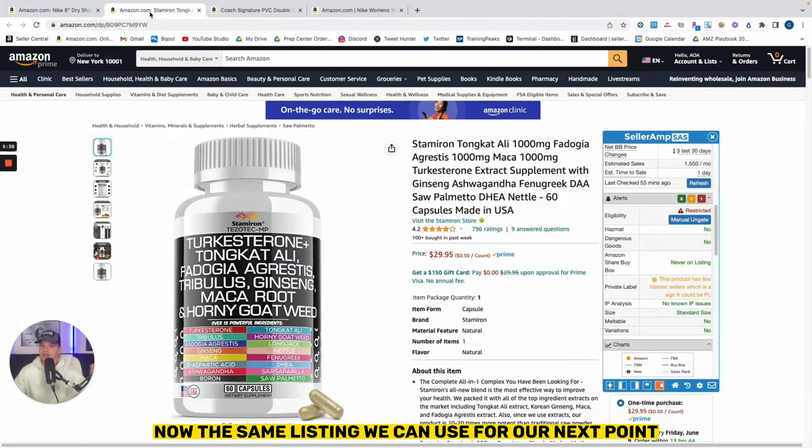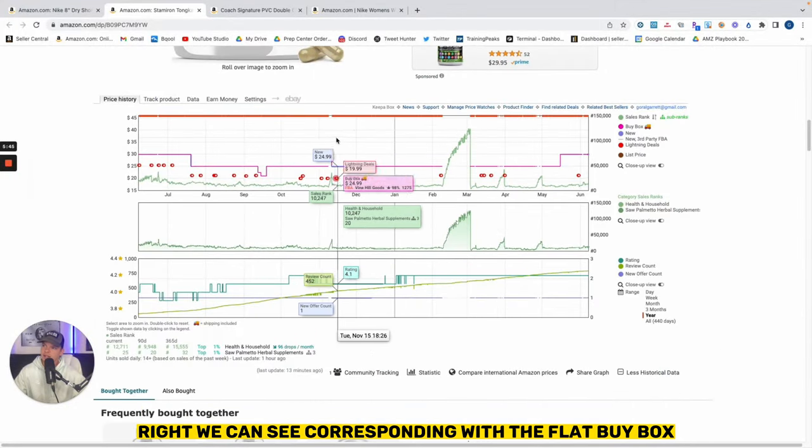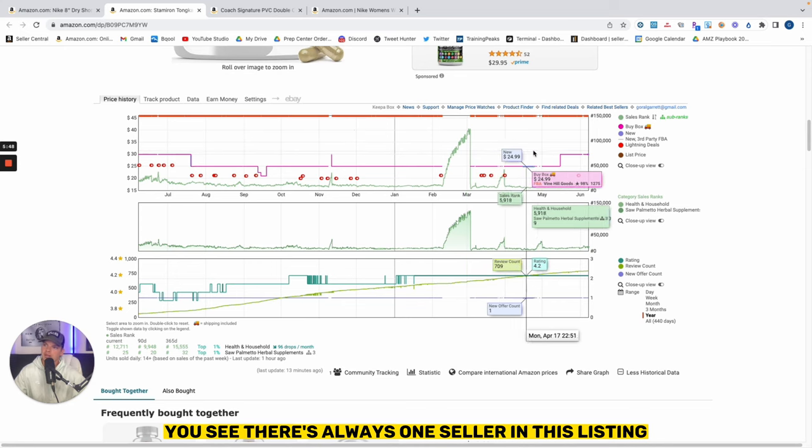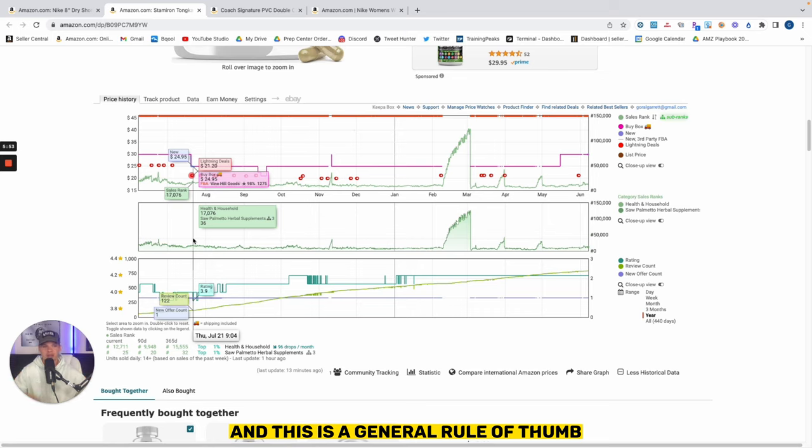Now, this same listing we can use for our next point in terms of why Amazon sellers fail, and it's IP issues, right? We can see, corresponding with the flat buy box, you see there's always one seller in this listing. Now, anytime, and this is a general rule of thumb, anytime there's only one or two sellers, sometimes even three sellers on a particular listing, that's oftentimes going to be a listing where you're going to get an IP complaint. IP complaint is just simply when you go on a listing, a brand or a certain seller is monitoring that listing. They have exclusive privileges to sell that product.